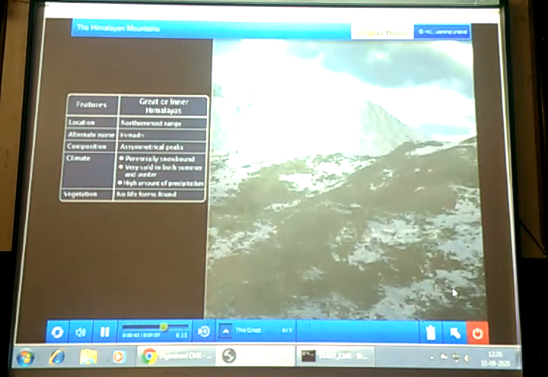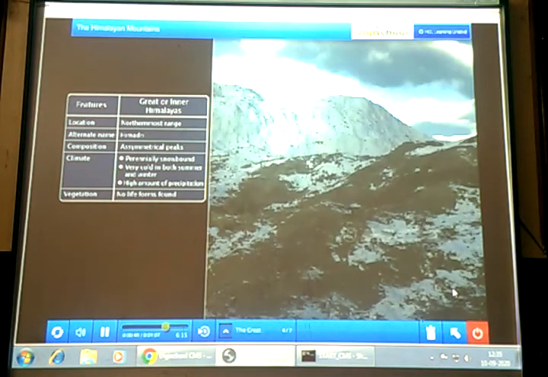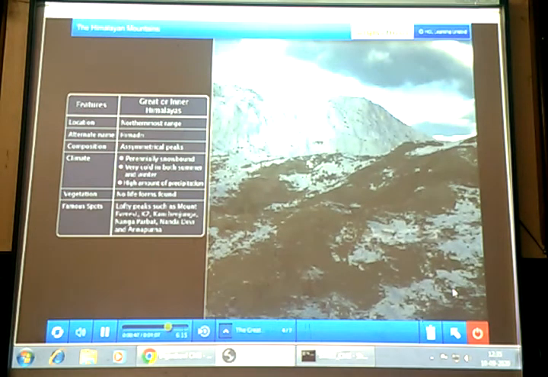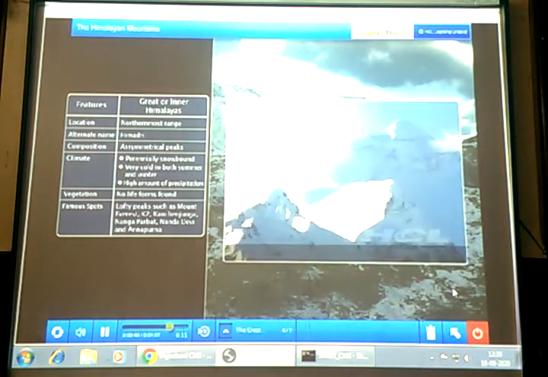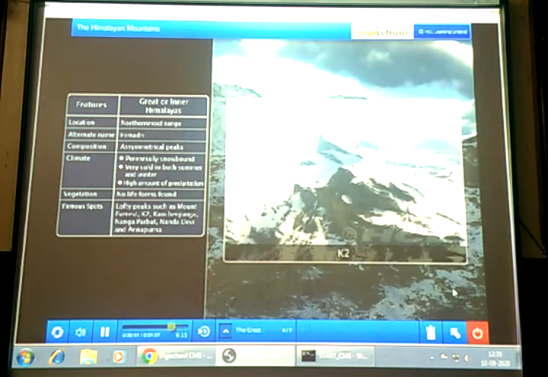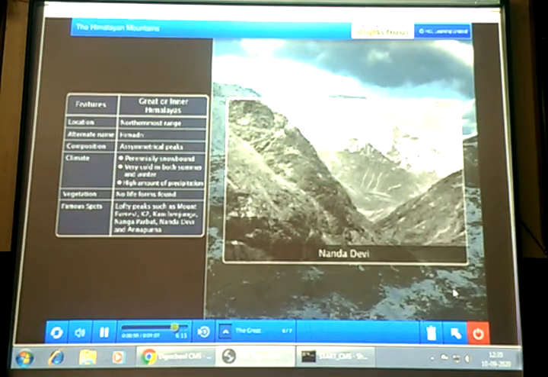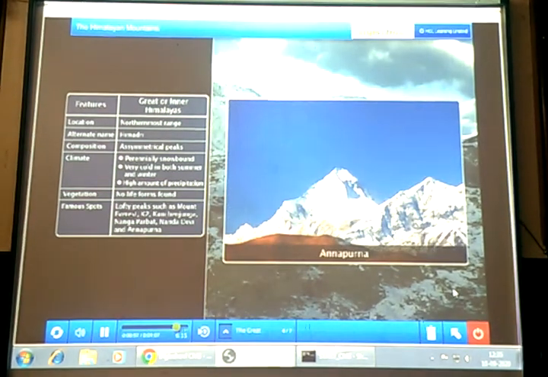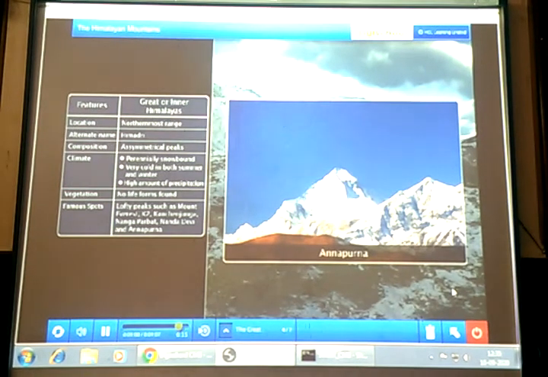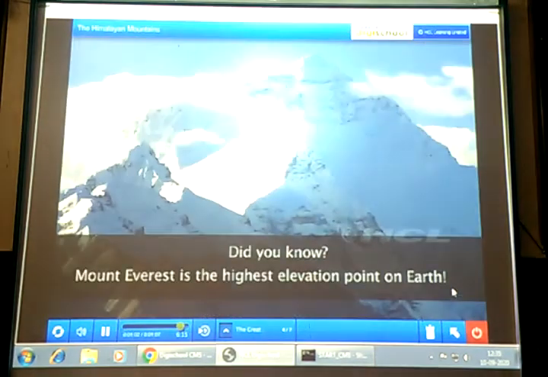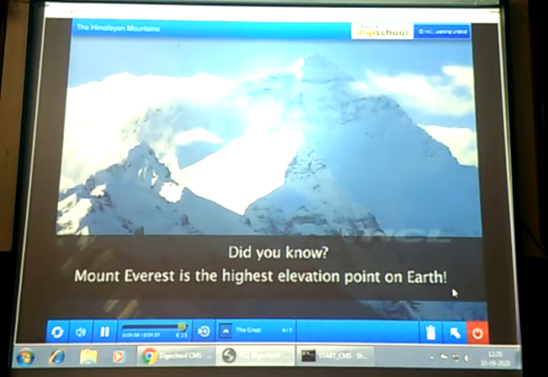However, this range attracts mountaineers from around the world with its lofty peaks such as Mount Everest, K2, Kanchenjunga, Nanga Parbat, Nanda Devi, and Annapurna. Mount Everest is the highest elevation point on Earth.